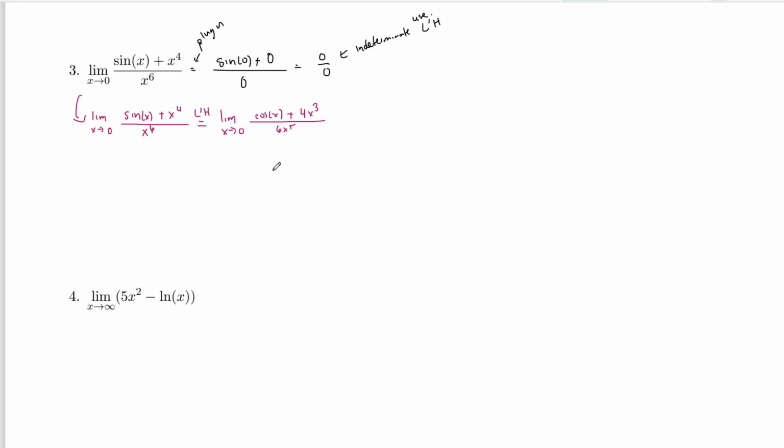So we've implemented L'Hopital's rule. Now we want to go ahead and plug it in. And when we plug in 0, we get cosine of 0 plus 4x cubed over 6x to the 5th, which is 0 in the denominator. Well, cosine of 0 is not 0, so we are not going to be in an indeterminate form anymore, because this is 1 plus 0 over 0, which is 1 over 0.